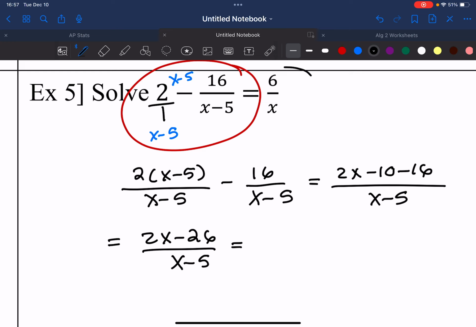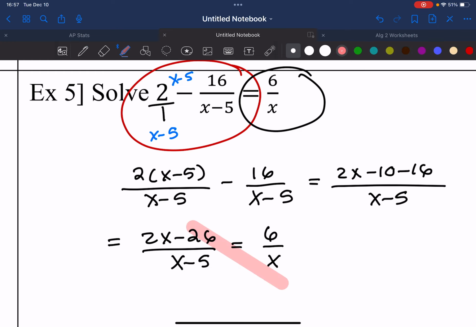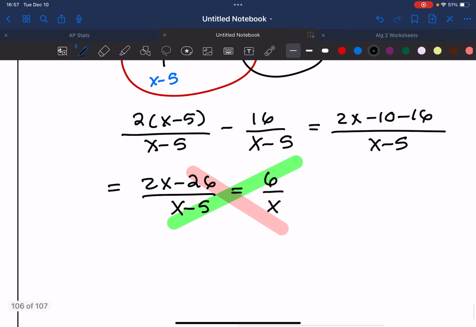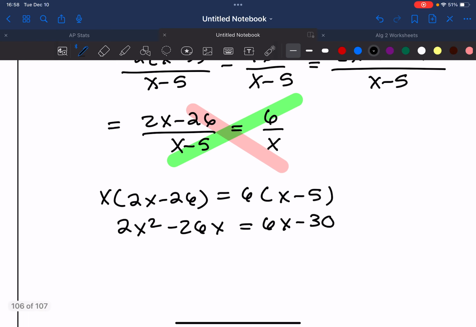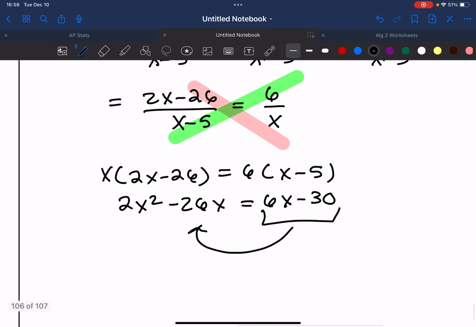I can set this equal to the other fraction on the other side, so 6 over x, and then I can start cross multiplying. So I get 2x minus 26 times x is equal to 6 times x minus 5. So if I simplify this, I have 2x squared minus 26x is equal to 6x minus 30. And since I have that x squared there, I need to move everything that is on that right side over to the left because I want it equal to 0.